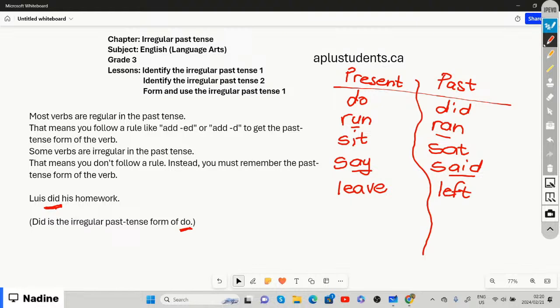In the present tense I leave, because that is the word that Prayan said, leave, and in the past tense I left. So those are examples of our irregular past tense.